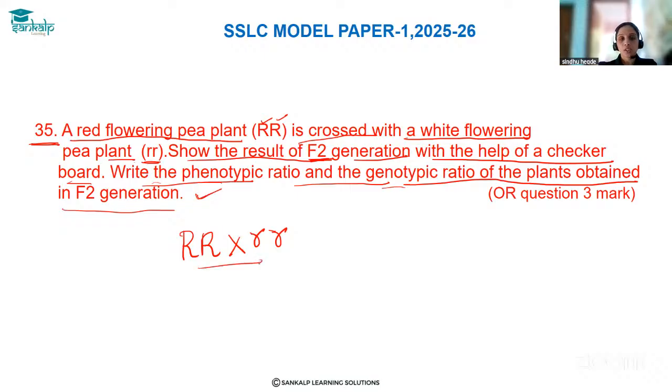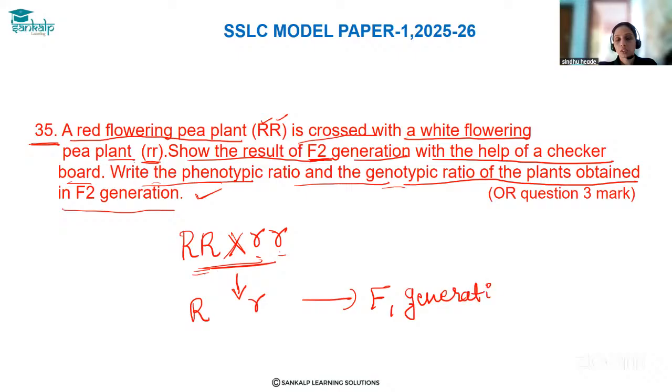See here, first you have to calculate the F1 generation. Here, a red flowering pea plant, capital R and capital R, is crossed with a white flowering pea plant, small r and small r. So it gives capital R and small r, right? It gives capital R and small r gametes. This is the F1 generation. So by using these gametes, you have to find out the F2 generation.